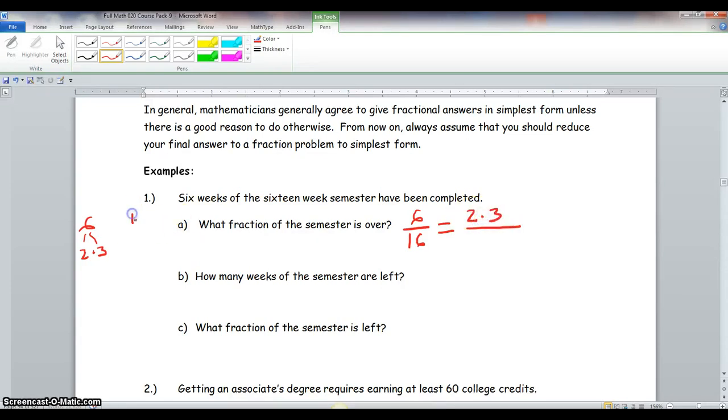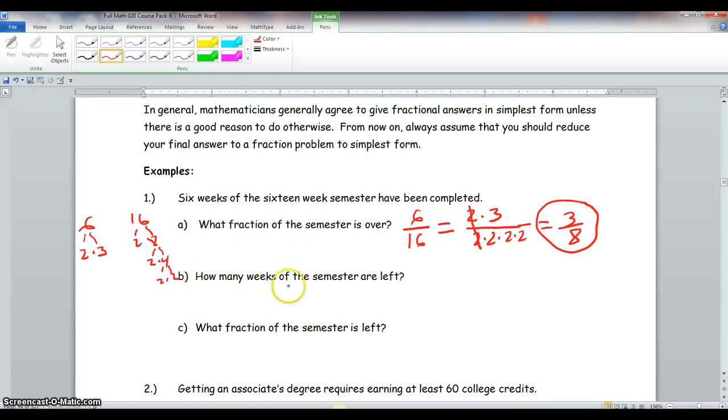The prime factorization of 16, we could break that down to 2 times 8, and then 8 breaks down to 2 times 4, and 4 breaks down to 2 times 2. So we have 4 2's here. So we have one set of 2's in common, and our final answer is 3/8.